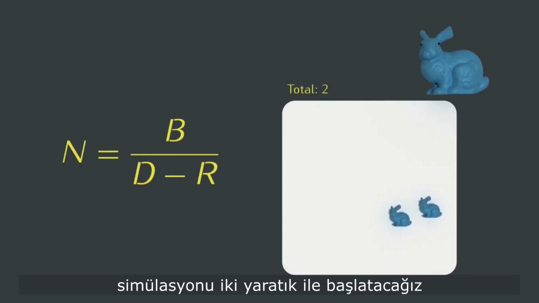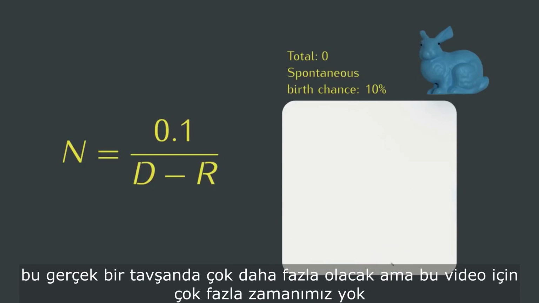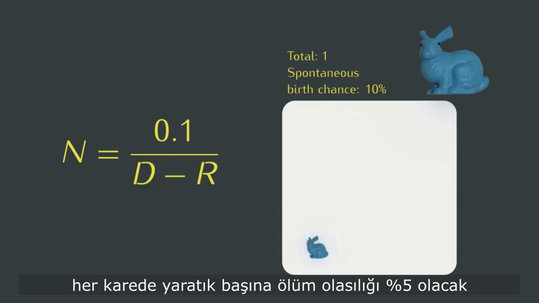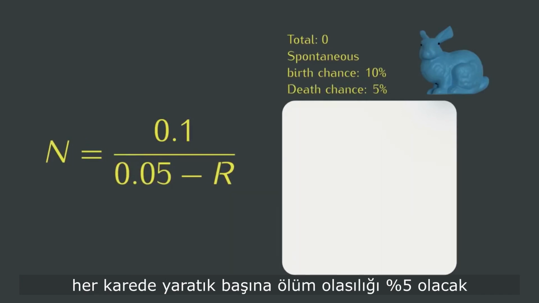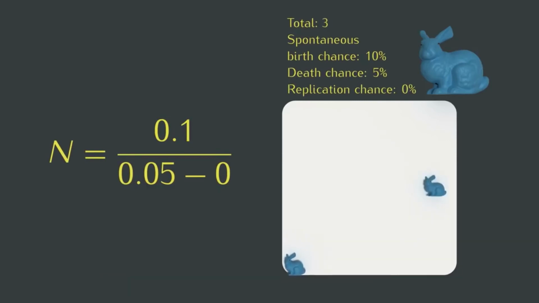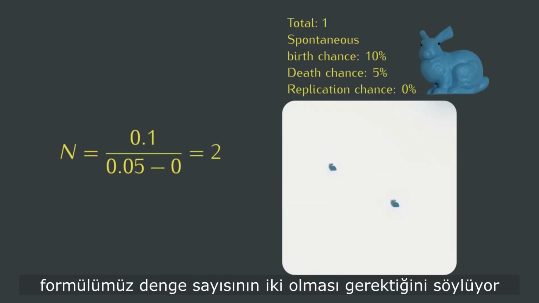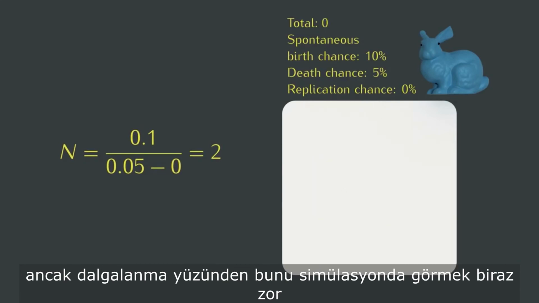We'll start our simulation with two creatures. The spontaneous birth chance each frame will be 10%. That's a lot higher than it would be for an actual rabbit, but we only have so much time in this video. And the death chance per creature each frame will be 5%. For now, we'll just leave the replication chance at 0. Our formula tells us that the equilibrium number of creatures should be 2, though it's a bit hard to see in this simulation because of the fluctuation.